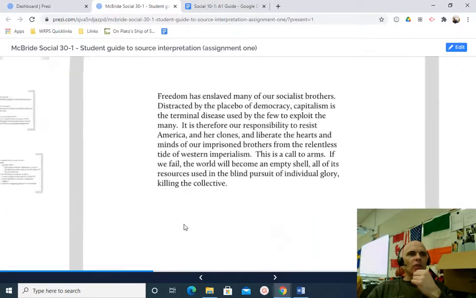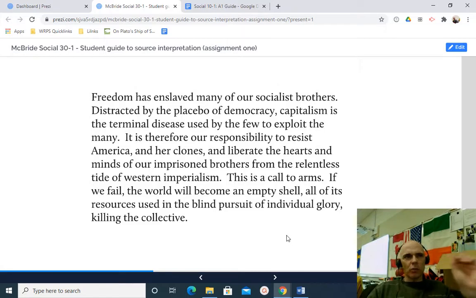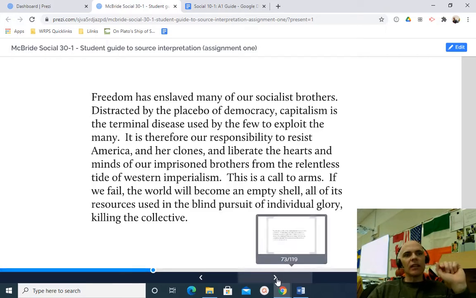So here's a source that they could get in Social 30. Freedom has enslaved many of our socialist brothers. Distracted by the placebo of democracy, capitalism is the terminal disease used by the few to exploit the many. It is therefore our responsibility to resist America and her clones and liberate the hearts and minds of our imprisoned brothers from the relentless tide of Western imperialism. This is a call to arms. If we fail, the world will become an empty shell, all of its resources used in the blind pursuit of individual glory, killing the collective.